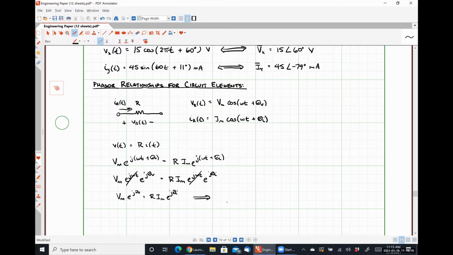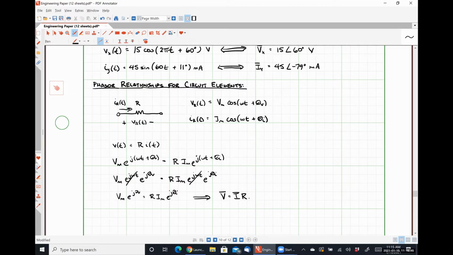Using our fundamental definition of phasors, Vm e^(jθv) is just an arbitrary phasor voltage V, which is equal to an arbitrary phasor current I multiplied by the resistance value itself. So Ohm's law in the frequency domain is the exact same thing as Ohm's law in the time domain. We simply use phasor voltages and phasor currents.